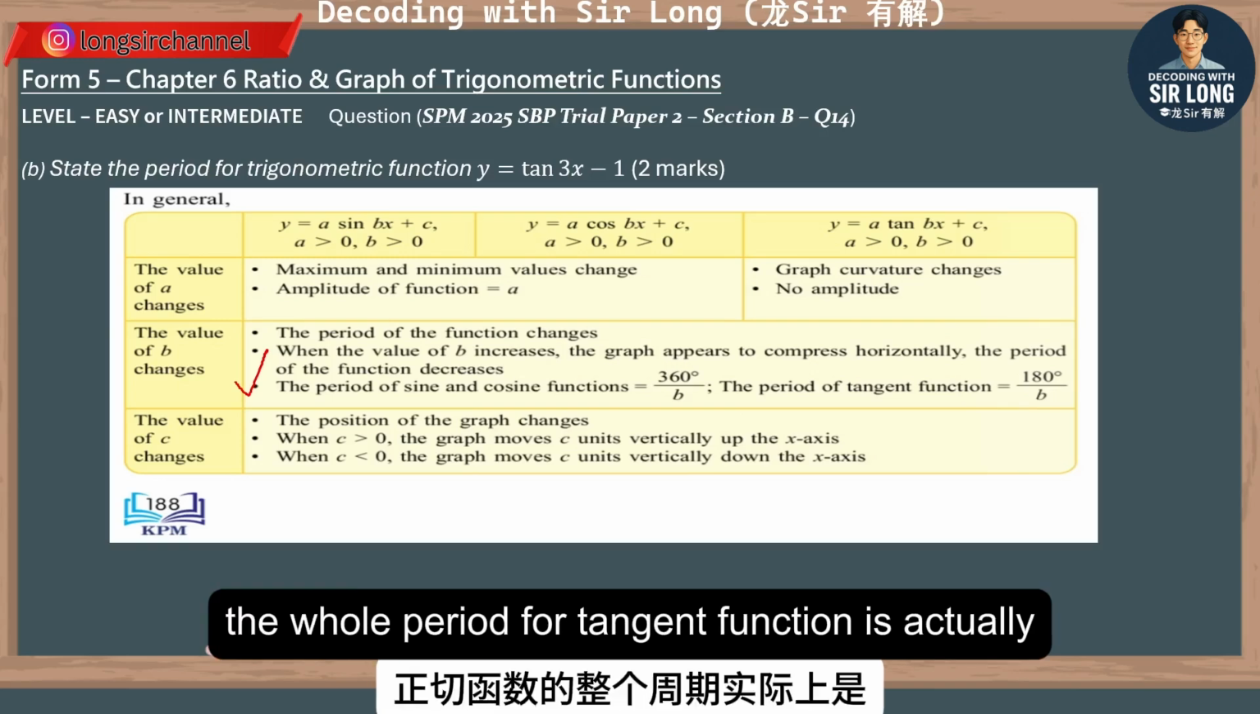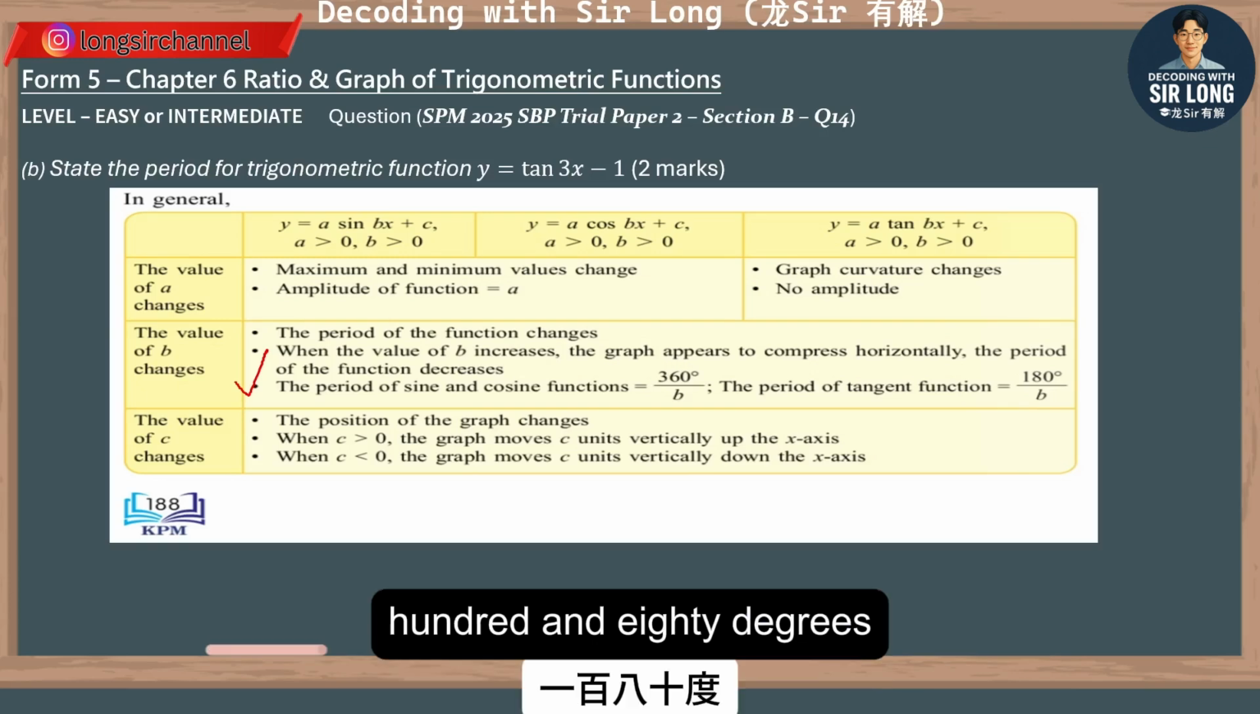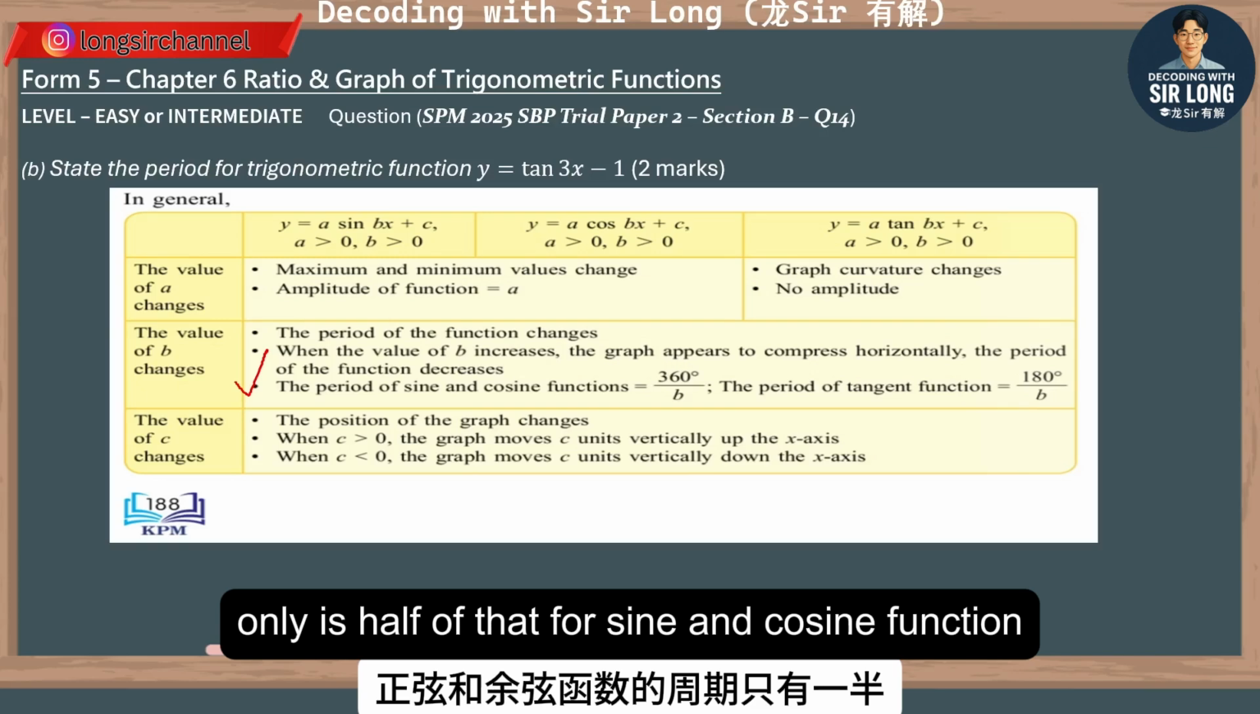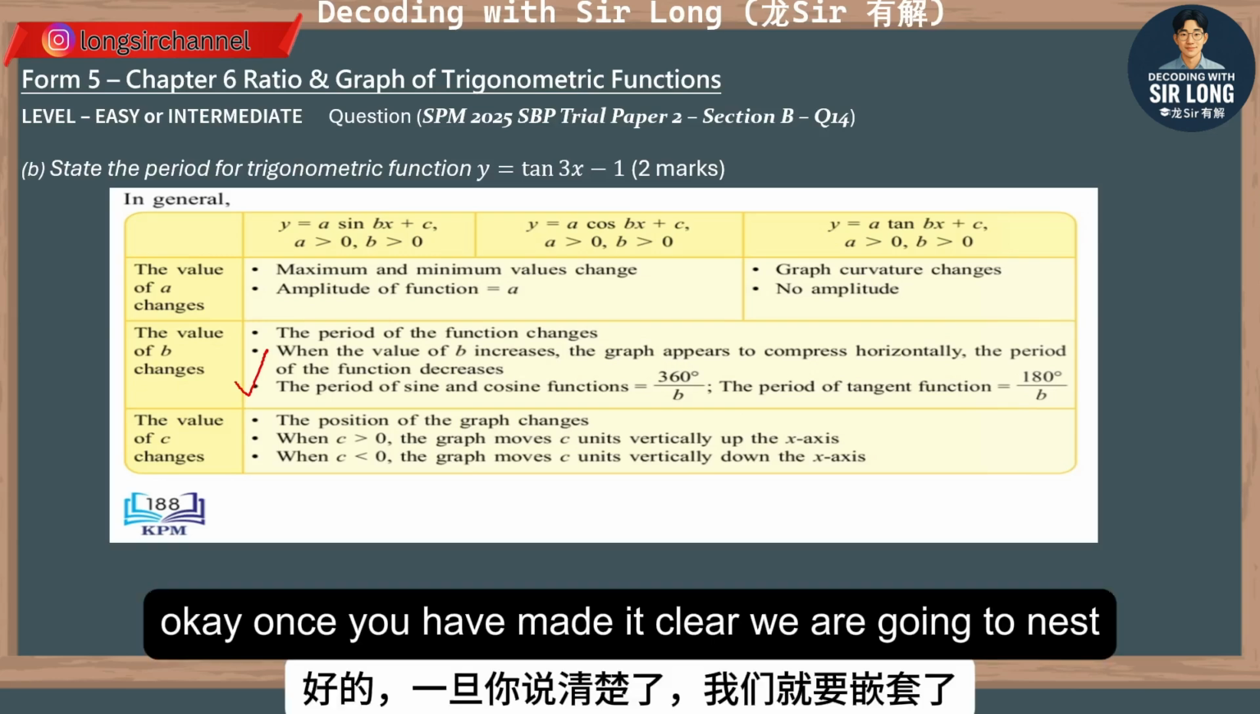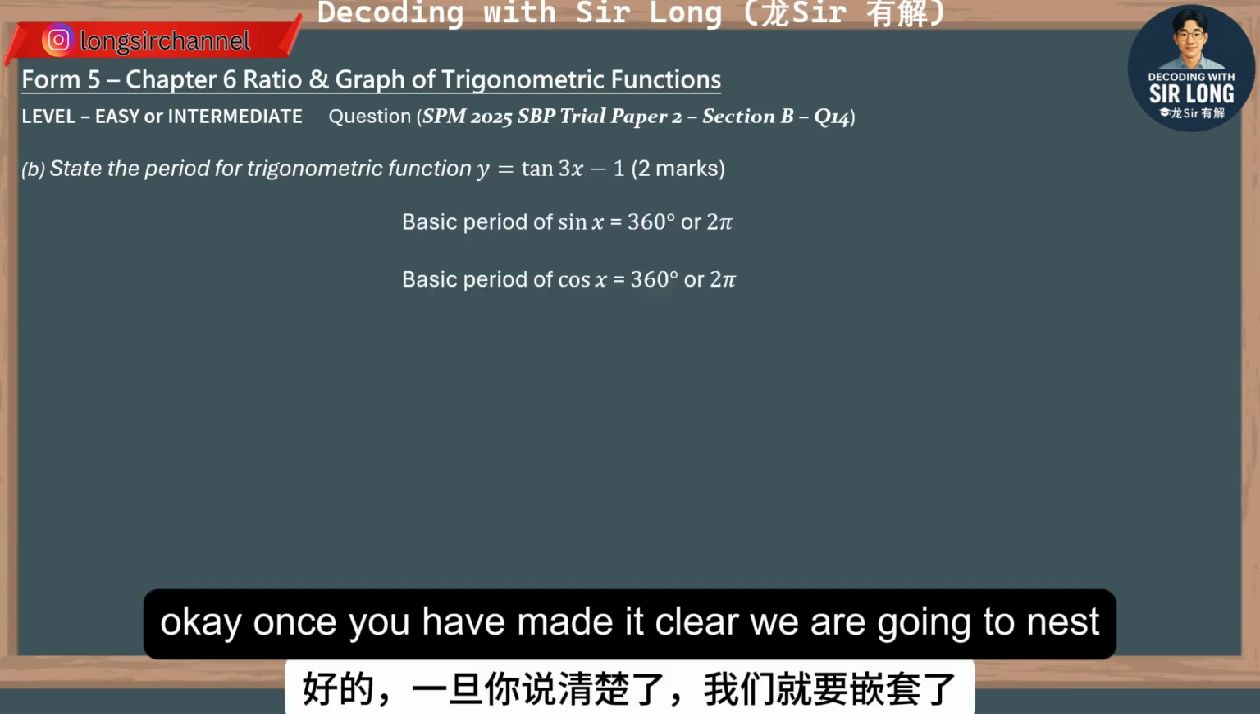So that means the whole period for the tangent function is actually 180 degrees only. It's half of that for sine and cosine functions. Okay, once you have made it clear, we are going to move on.